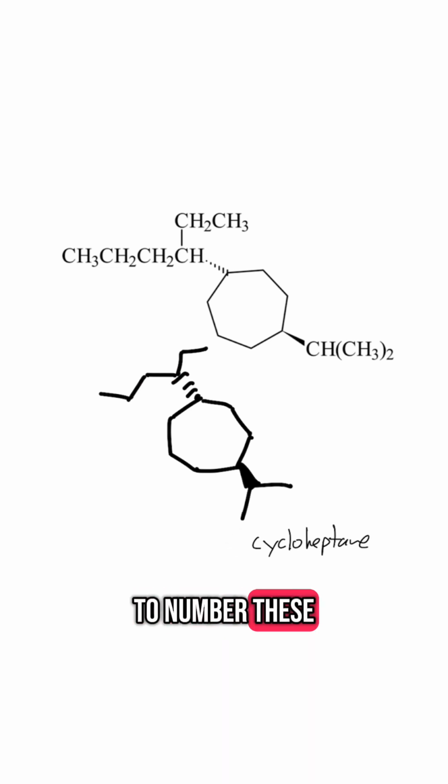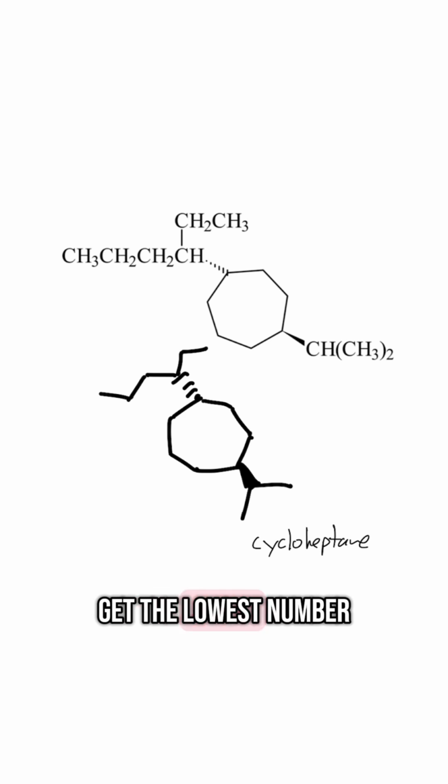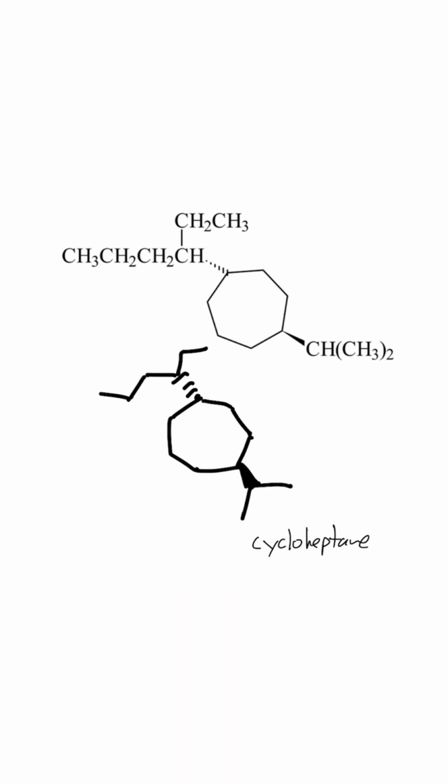And we're going to number these so that you get the lowest number. So we would not count this way. So 1, 2, 3, 4. 1, 2, 3, 4, 5. We count this way. 1, 2, 3, 4. So we're going to pick this substituent as our most important one because it's just the largest one. Count that as our 1 position. This is 4. So you almost have to write this backwards sometimes.